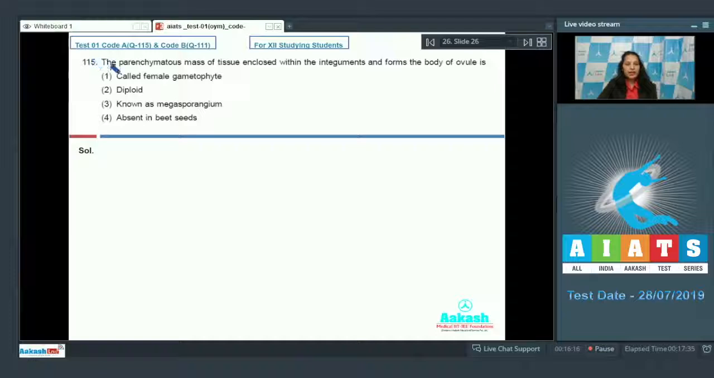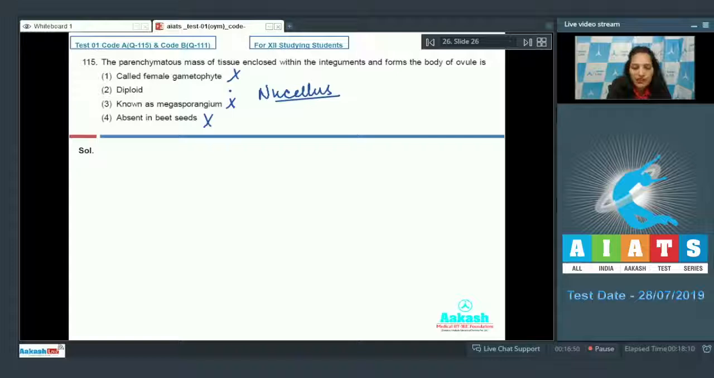Question number 115. The parenchymatous mass of tissue enclosed within the integuments and forms the body of the ovule is. So the parenchymatous mass which is filled inside the body of the ovule is the nucellus. And what about the nucellus is true? It is called female gametophyte. No, the embryo sac is called the female gametophyte. It is known as megasporangium. No, it is the ovule which is called megasporangium. It is absent in beet seeds. No, nucellus is present in the beet seeds.